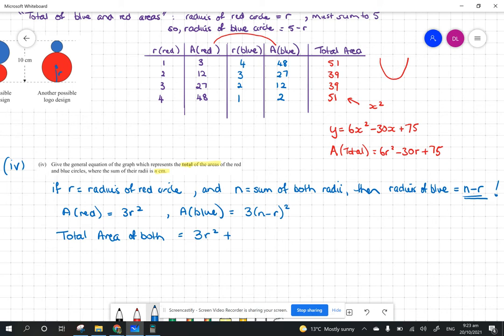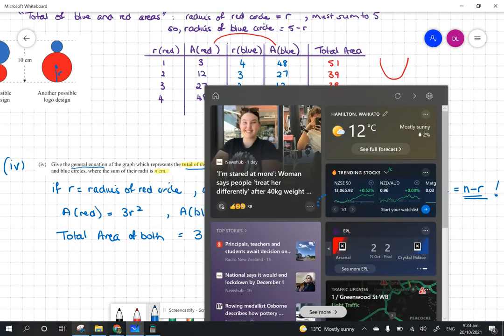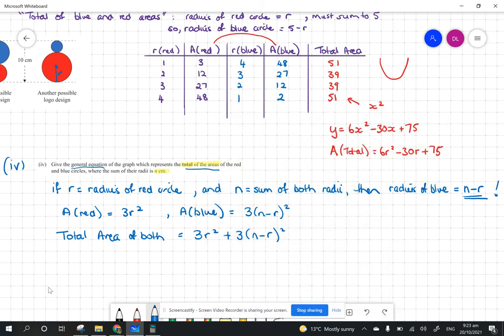So that's the area of the red and the area of the blue written in algebra. And what you've been asked for is the total areas, and you want a general equation. The total of the area of both will be the red one plus the blue one. So that would be 3r squared plus 3(n minus r) squared, and boom, you've done it. In the answers, they have expanded and stuff like that. You don't need to do that, and that is sufficient by itself. Yay.